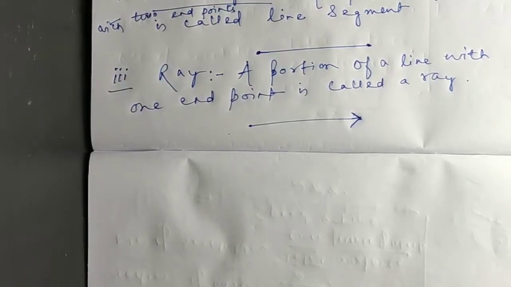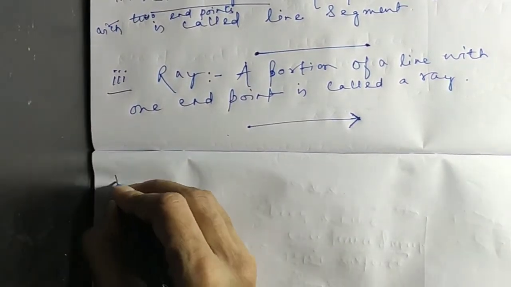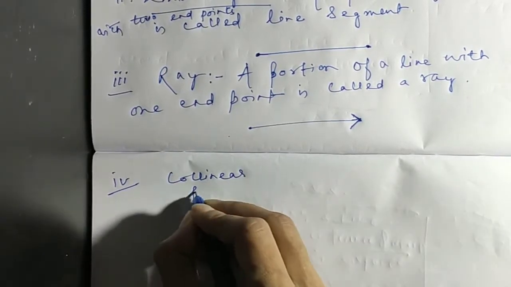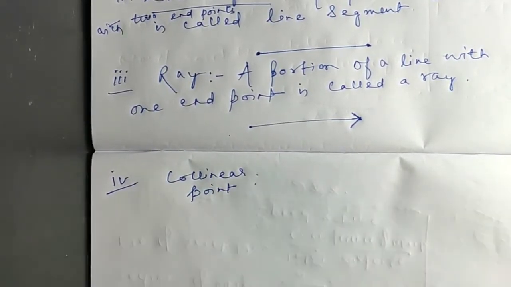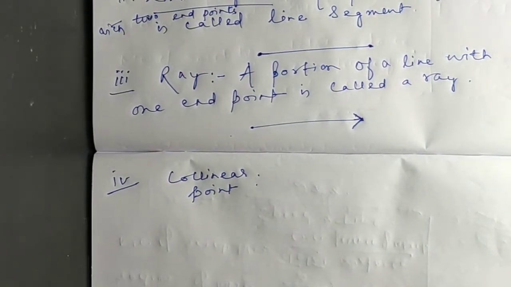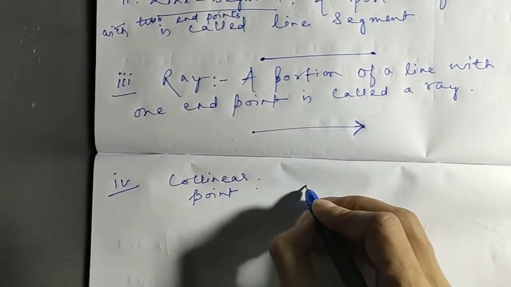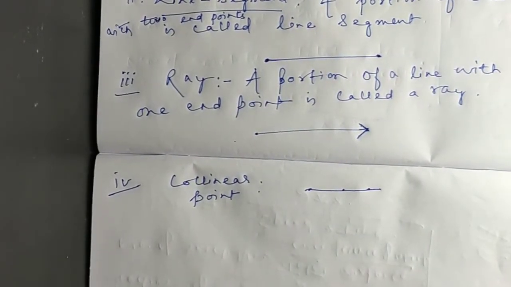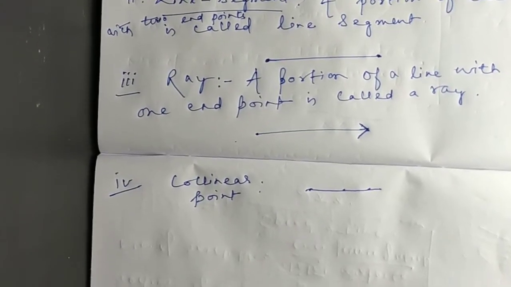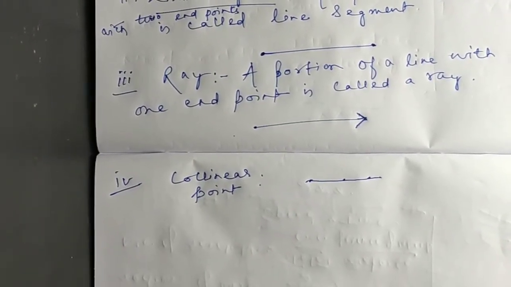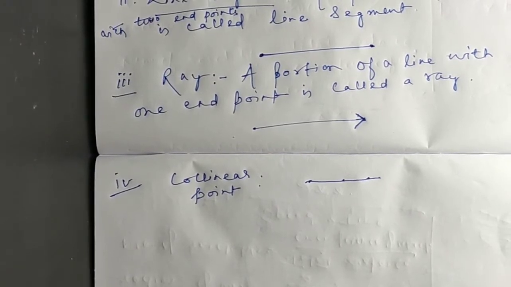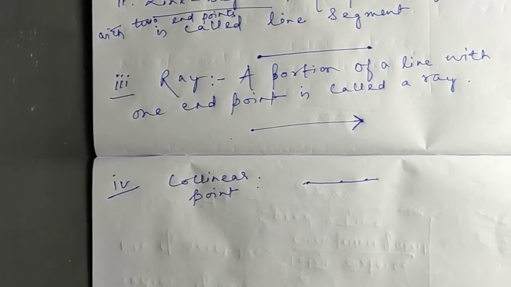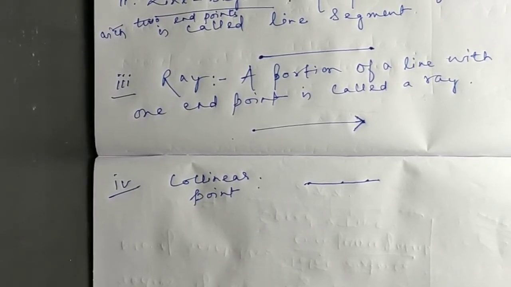Now, collinear points. What are collinear points? When three or more points lie in the same straight line. As you know very well, to make a line, we need at least a minimum of 2 points. To make a definite straight line, we need at least 2 points. Yes or no?